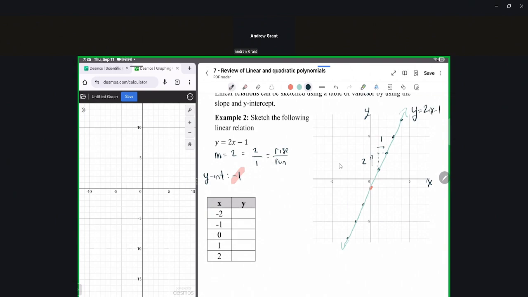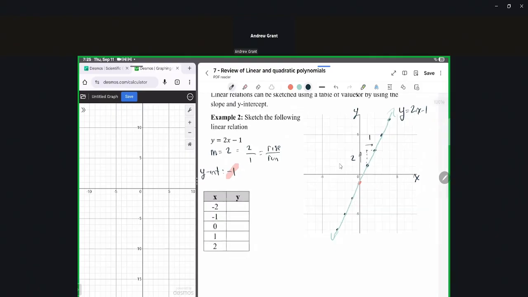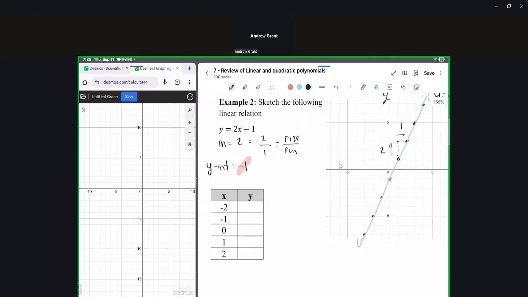Now, if you don't feel comfortable using the slope and y-intercept, completely reasonable. What you can do instead is plot this as a series using a table of values. So we want to substitute regular values for x: -2, -1, 0, 1, 2. So we want to type in 2 times -2 minus 1, 2 times -1 minus 1, 2 times 0 minus 1, 2 times 1 minus 1, and 2 times 2 minus 1.